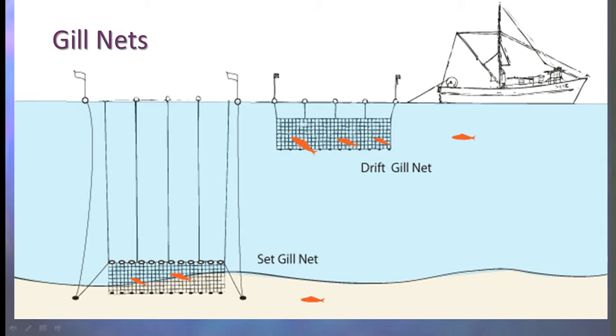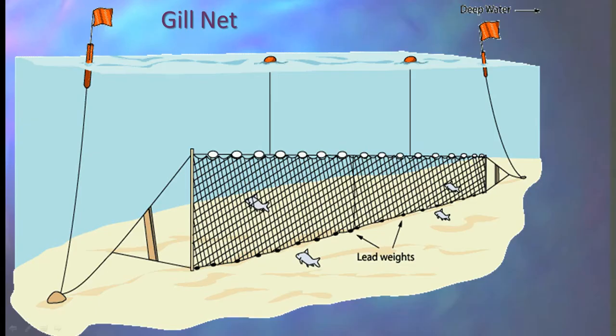Gill nets, I think you had that written down as catching pretty much anything that happens to swim by, right? So, like it sounds, they're caught in there, and here's a drifting one and then a set one. The set one would be anchored down or weighted down in some way, and the drift one would be just behind the boat right there. So here we can see it, and these fish are just swimming along, and all of a sudden, next thing they know, they're stuck in the net, so you can say caught by their gills, basically.